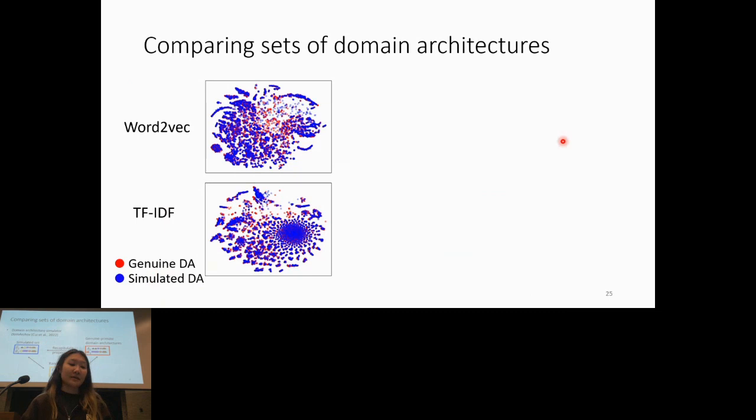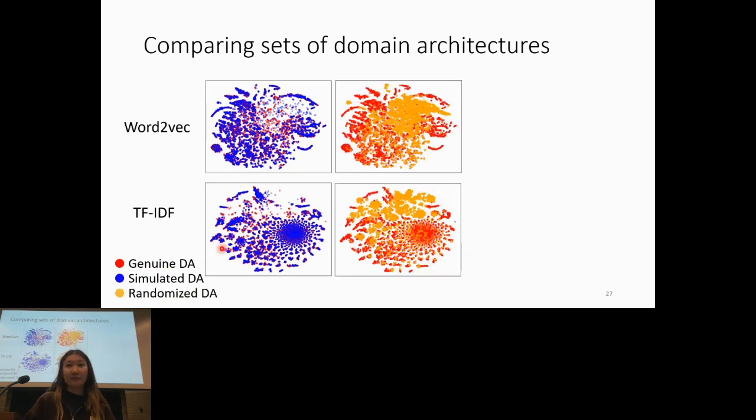As a baseline comparison, I also included a set of randomized domain architectures. I put the set of randomized domain architectures in this embedding space, and they are in yellow. And we can see that in both cases, in general, genuine and simulated domain architectures are in close proximity in this space relative to randomized domain architectures.